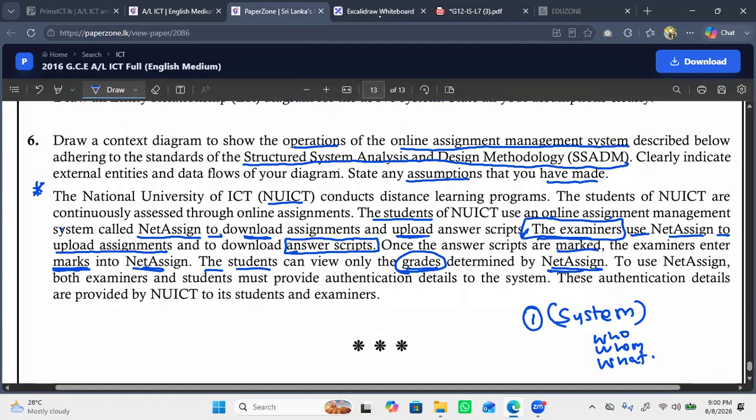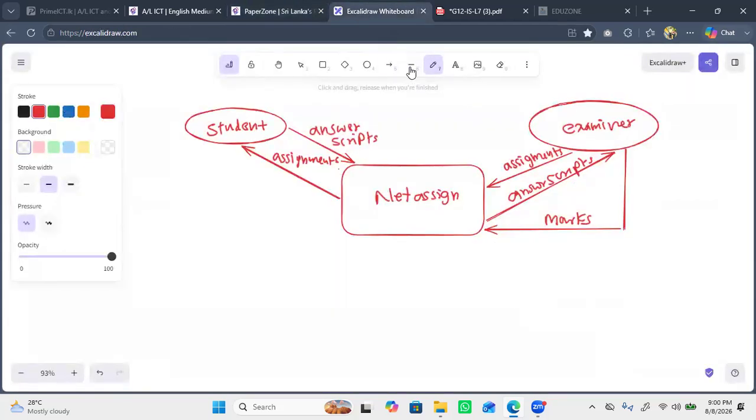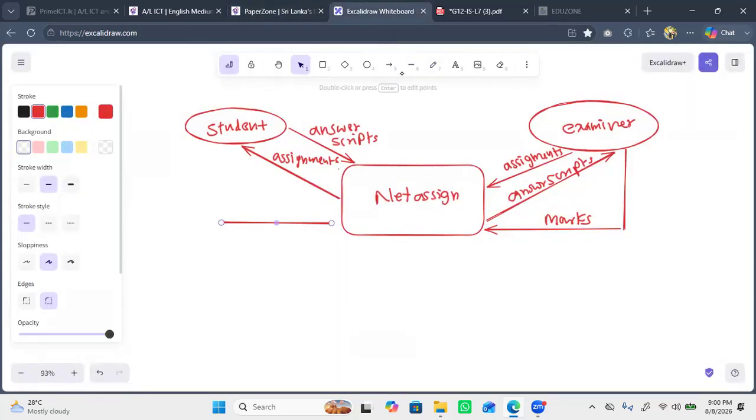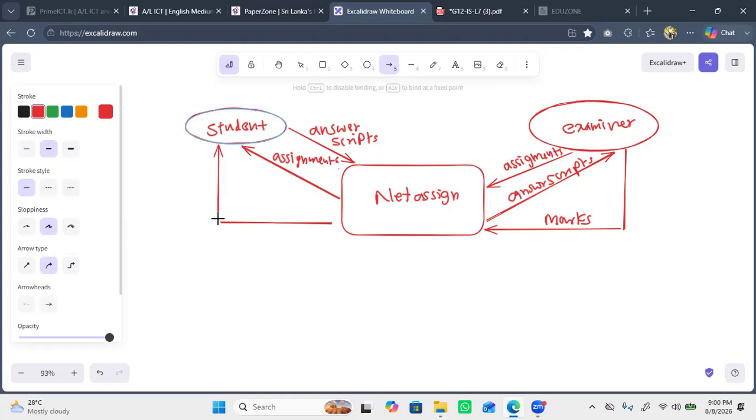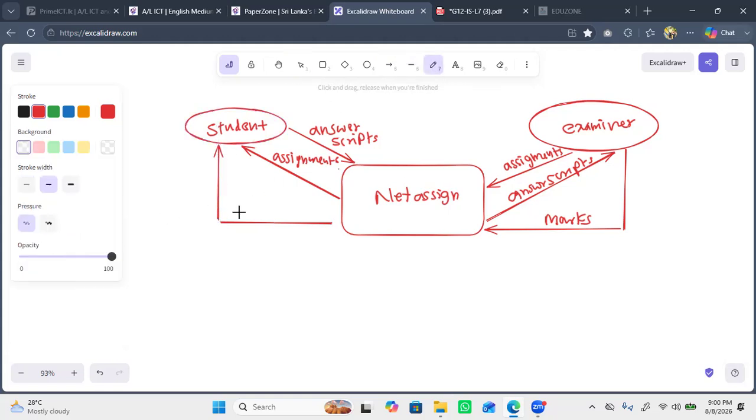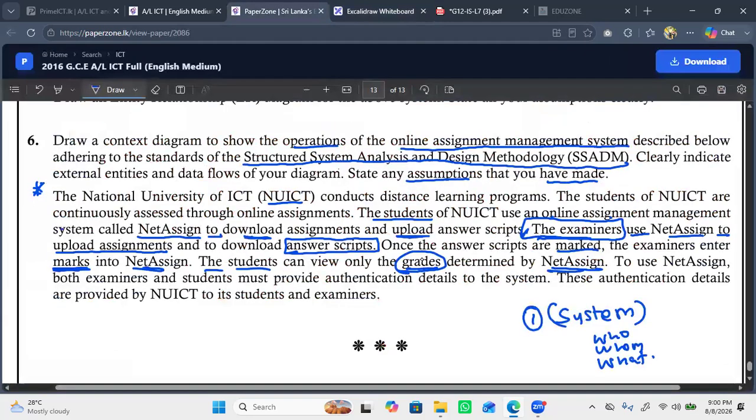From Net Assign, you are getting the grades. Students are getting the grades, right? Arrowhead is crucial. Grades can be A, B, C, D. That is the grade: 75 and above is A, 65 and above is B. Those are the grades, not just grade 1, grade 2, grade 3 academy. Here we are talking about the mark grades, right?